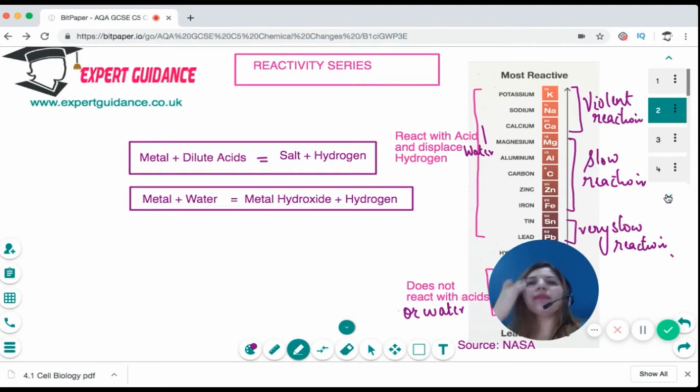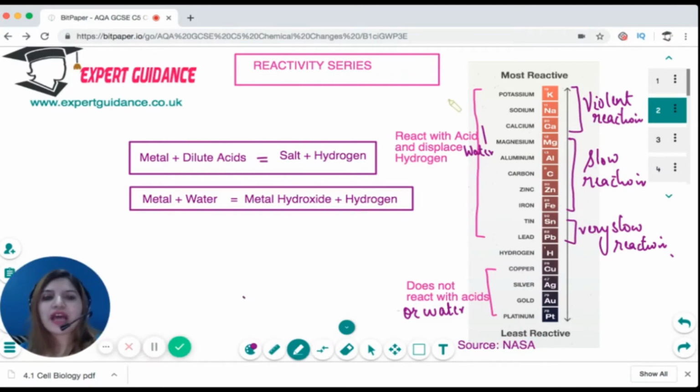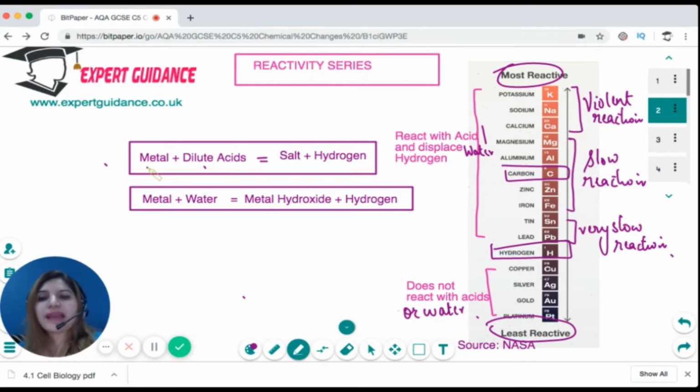Now, if you remember from the topic when we were doing metals, we discussed the reactivity series. So the reactivity series is a series where we have the most reactive element at the top and the less reactive at the bottom. Now, although there are just metals here, we have two non-metals. You can see we have hydrogen, we have carbon. Now, whenever we react metal with dilute acids, the metal is actually displacing the hydrogen.